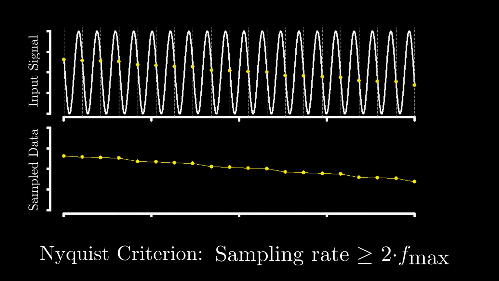Simply make sure you acquire at least 2 data points per cycle of the highest frequency you want to record. That is, make sure your sample rate is at least twice as high as your maximum frequency. Given a defined sample rate, the maximum frequency which can be recorded unaliased is half of the sample rate and is called the Nyquist frequency.